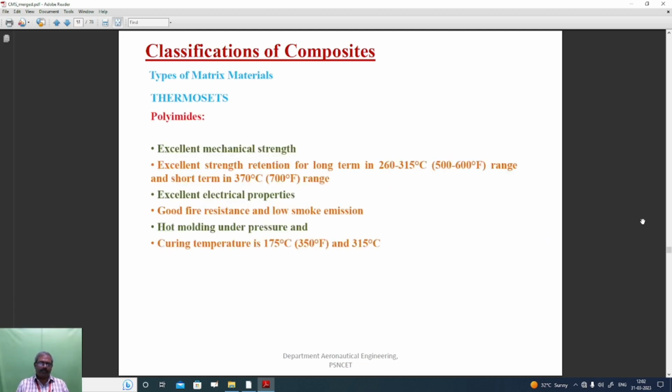Then polyimides. They have excellent mechanical strength. Excellent strength retention for a long time in the range of 260 to 315 degrees centigrade, and short term in the 370 degrees centigrade range. Excellent electrical properties. The polyimides have good fire resistance and low smoke emission. Hot molding under pressure can be used to manufacture. Curing temperature is between 170 degrees centigrade and 315 degrees centigrade.